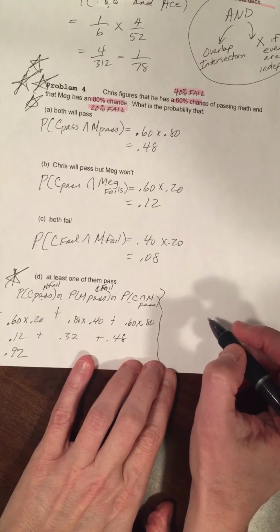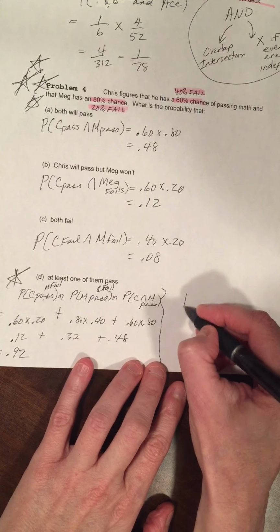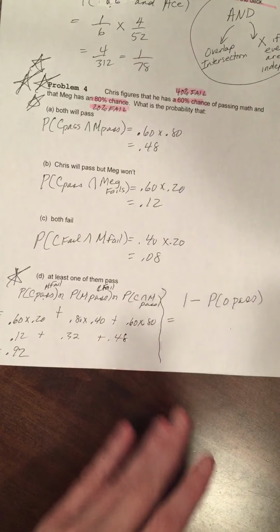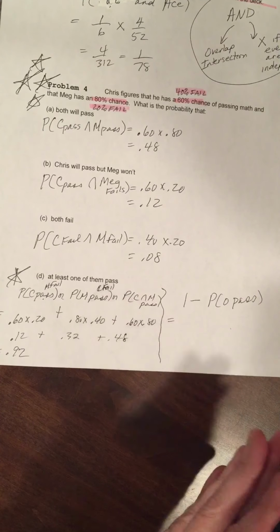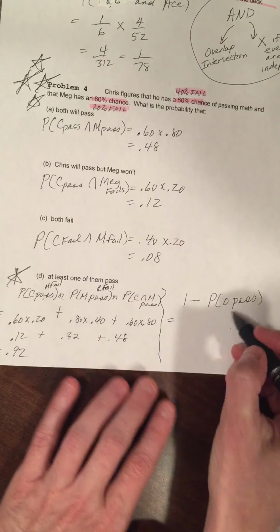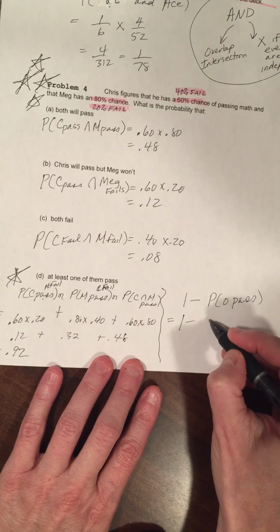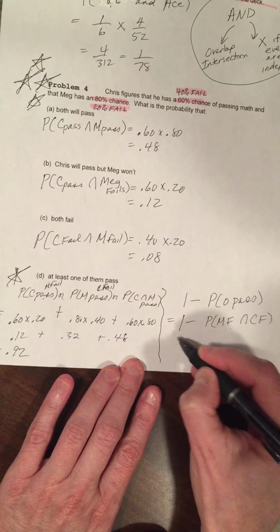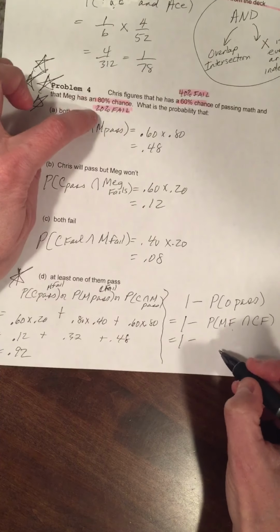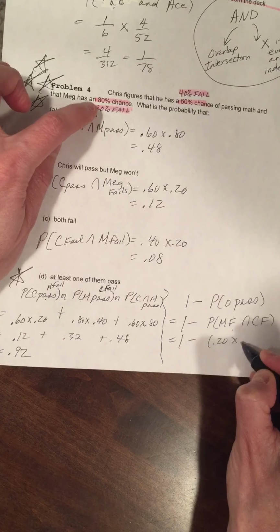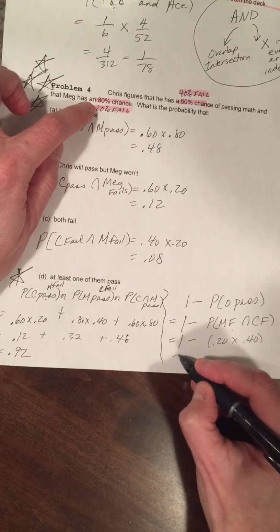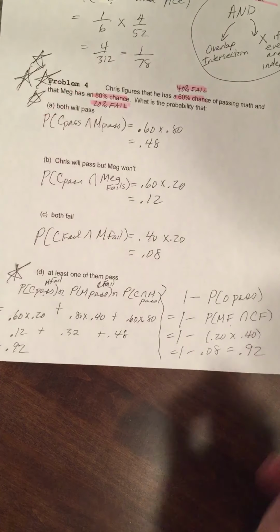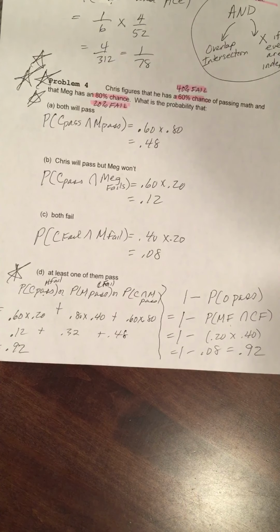Now, I could also look at this from reverse psych. At least one passes means one passes or two pass. The opposite of the question is that nobody passes. So that's going to be the probability of Meg failing and Chris failing. Well, Meg failing is 20%. Chris failing is 40%. 20 times 40, 8%. 92% pass rate.